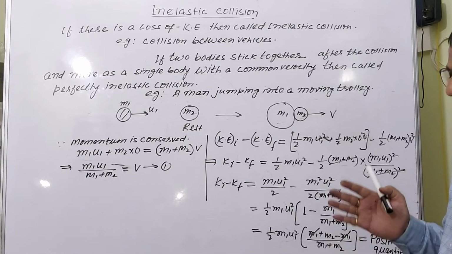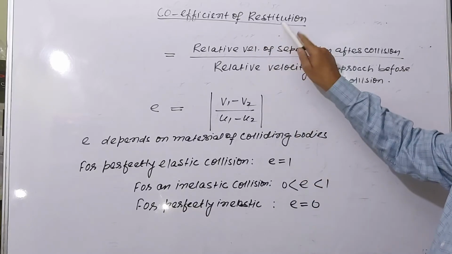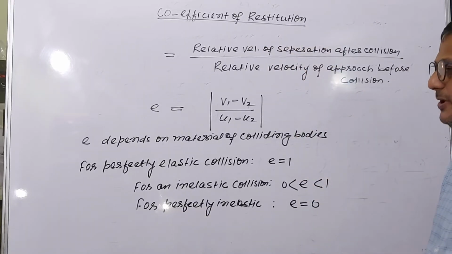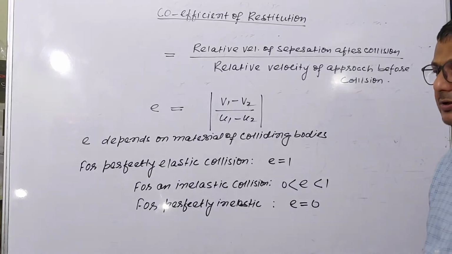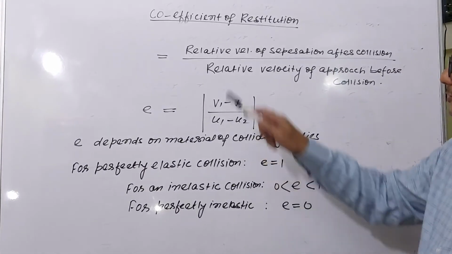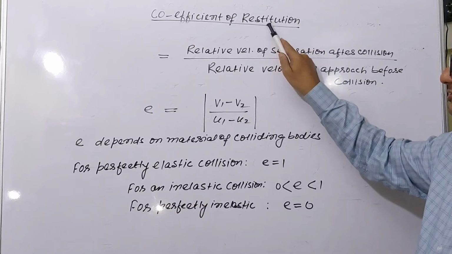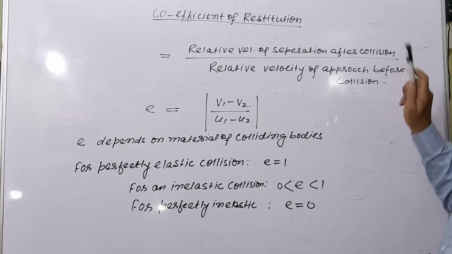The next topic is the coefficient of restitution. This topic is related to the nature of bodies. The velocities after collision depend on the nature of bodies, meaning what material they are made of. The coefficient of restitution is generally denoted by e, that is, the relative velocity of separation after collision.